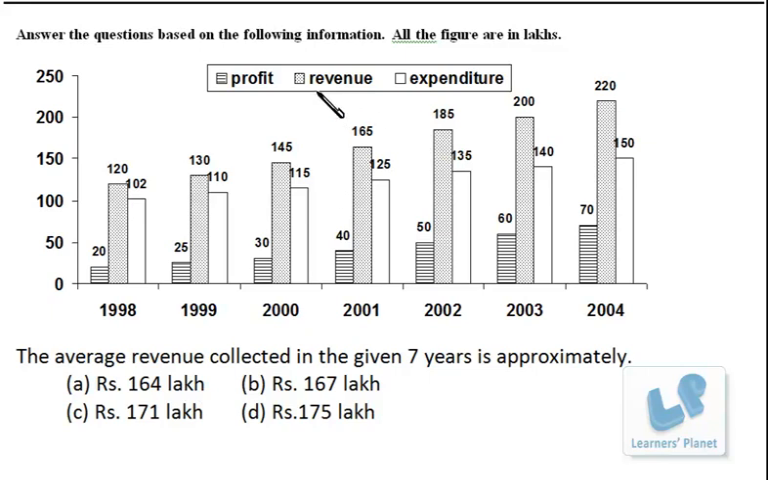Now revenue is shown by the middle bar, right? Now we just have to add up the numbers over the middle bars, and we have to divide that by 7 to get the average, right? So it's 120 plus 130 plus 145, 165, 185, 200 and 220, right? Now how do we add them?